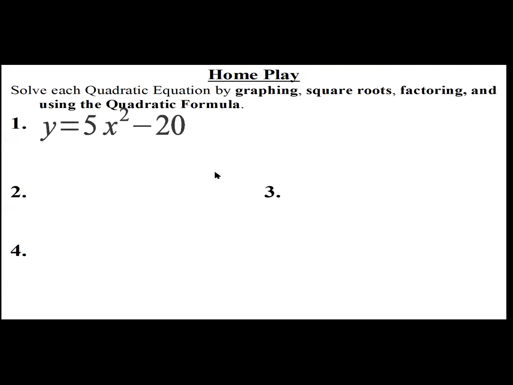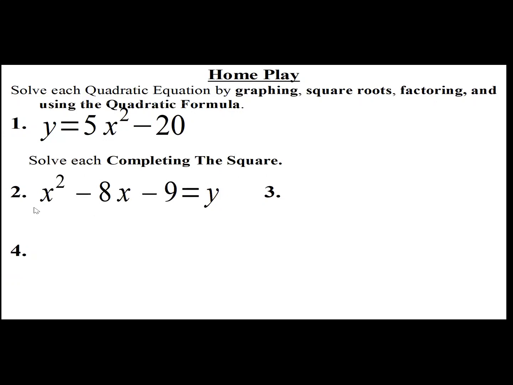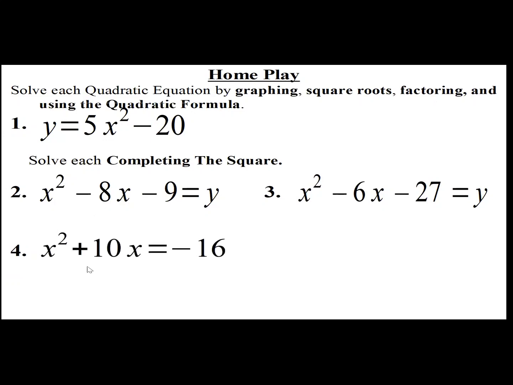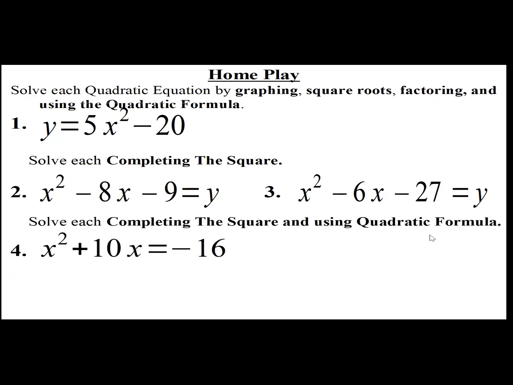And in the meantime, your homeplay is on the screen. Number 1 says solve each quadratic equation by graphing, square roots, factoring, and using the quadratic formula. Equation given, y equals 5x squared minus 20. Numbers 2 and 3 say solve each by completing the square. Number 2 reads x squared minus 8x minus 9 equals y. Number 3, x squared minus 6x minus 27 equals y. And number 4 reads solve each by completing the square and the quadratic formula. The equation given for number 4 is x squared plus 10x equals negative 16. Copy that.